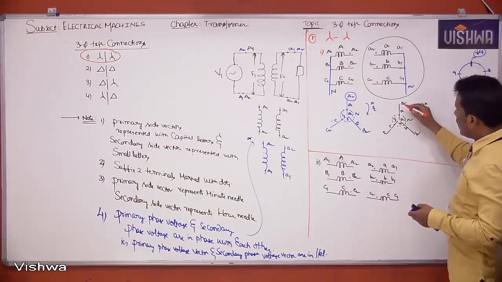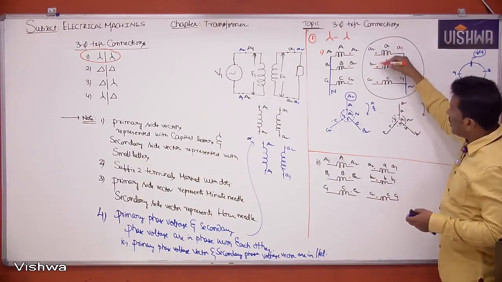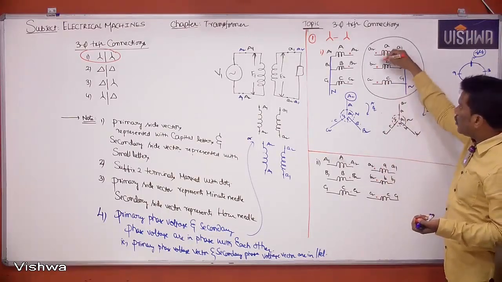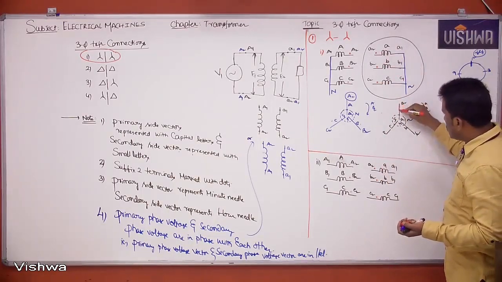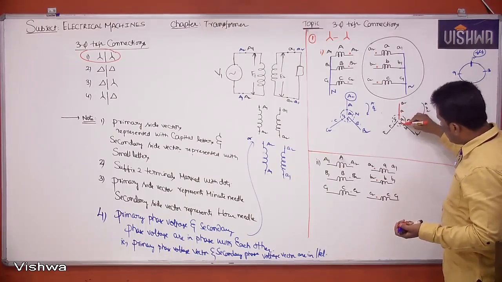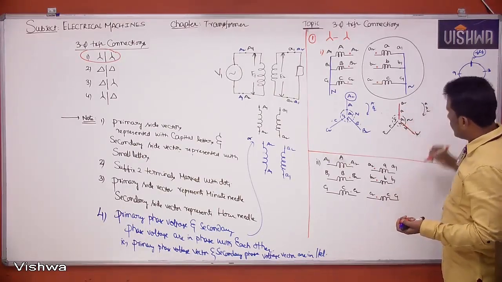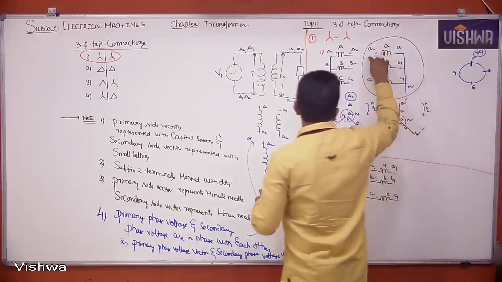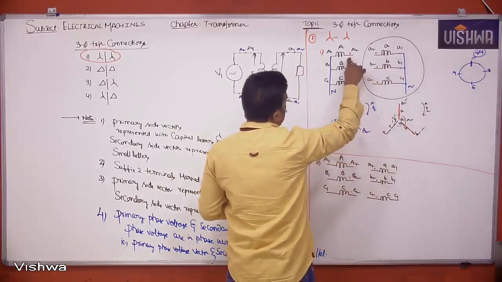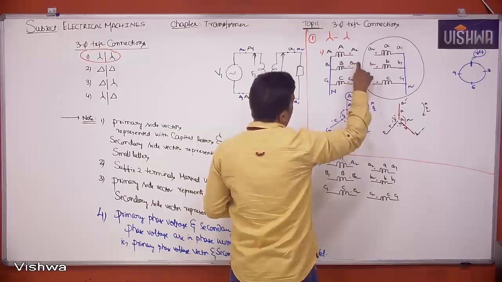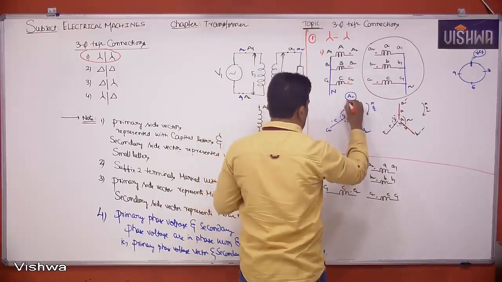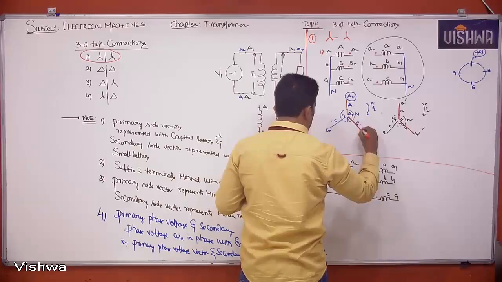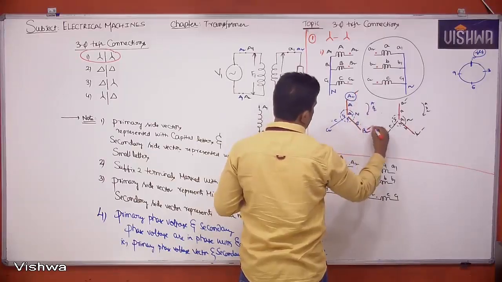Now tell me, here A2, B2 you can take, or B2, C2 you can take, or A2, C2 you can take, your wish. I am taking here A2, B2. This is the A2 terminal and this is the B2 terminal. Since I have taken A2, B2 here, please take capital A2 to capital B2 on the primary side also. This is capital A2. This is capital B2.